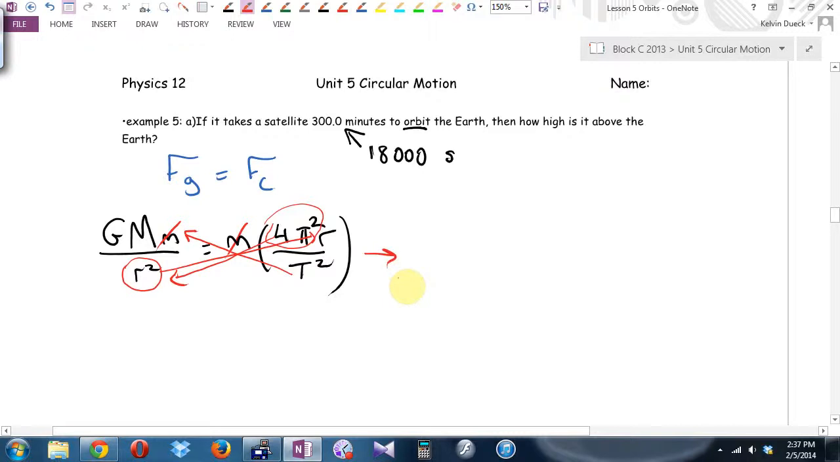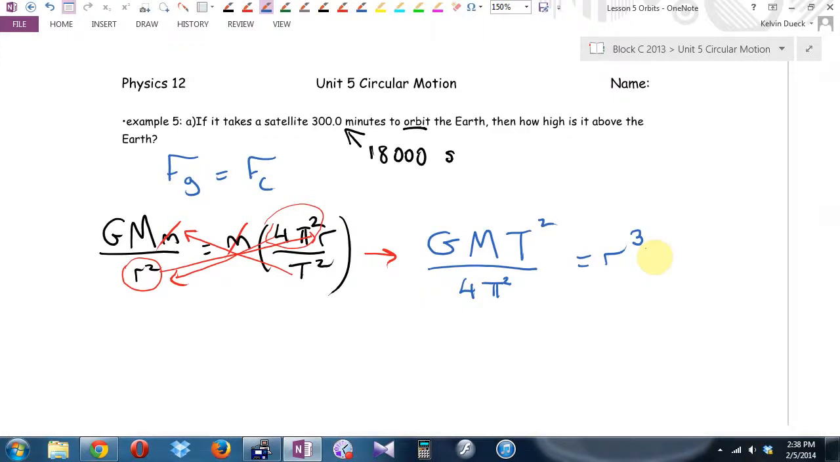By the way, it was for this equation that I taught you that stuff moves diagonally. Because I hope what you can see is we get this. Big G, big M, t squared over 4 pi squared. That equals r cubed. Is that okay, Kelly? Oh, hey, how do I get rid of a cubed?